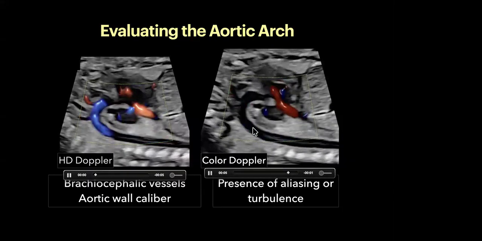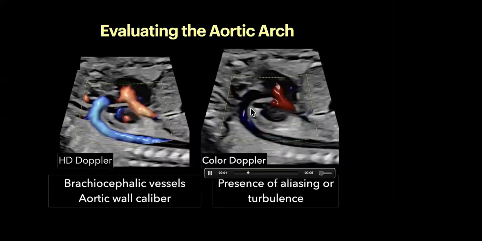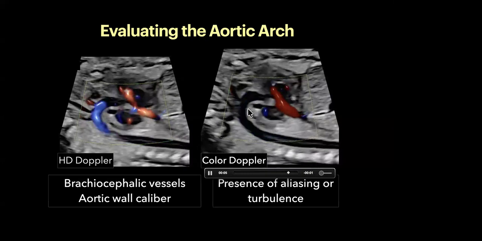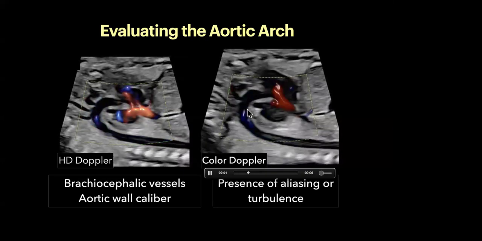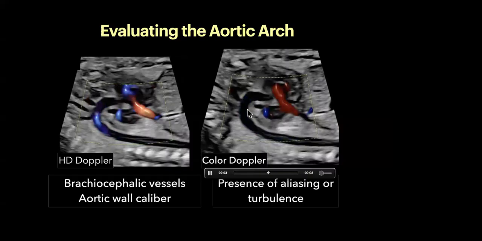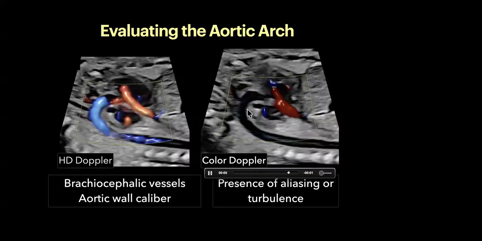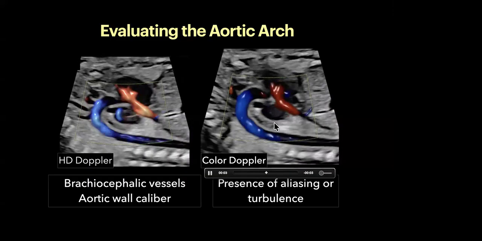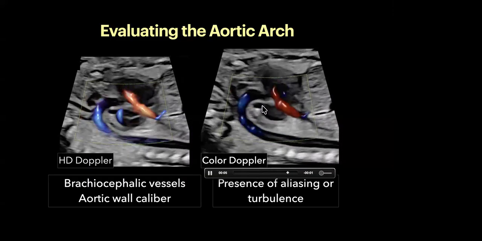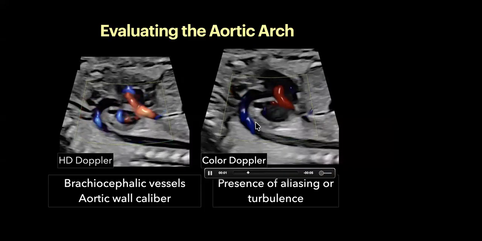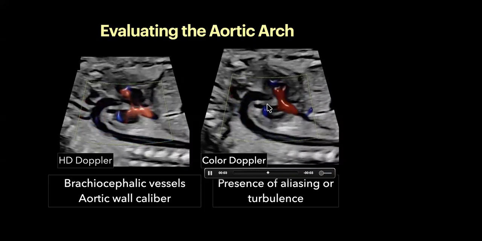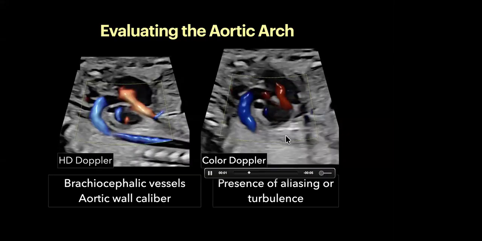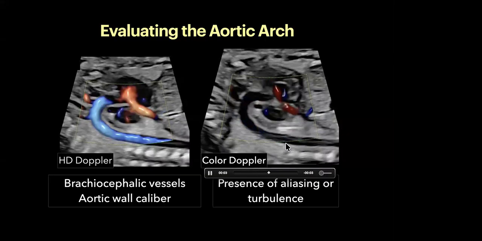But I also love to use conventional color Doppler, because why? This is where it's superior, especially for detecting any presence of aliasing, any type of turbulence, any differences in your gradient, any differences in velocity. This is where it's going to be most sensitive, especially when looking at the aortic arch, ensuring that there's smooth laminar flow throughout, from the ascending all the way to the isthmus and going to the descending aortic arch.